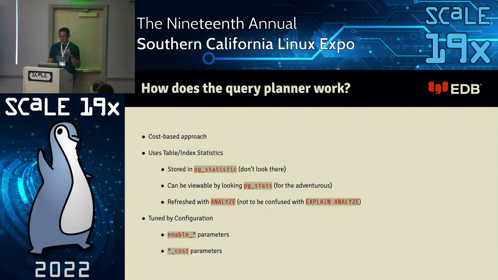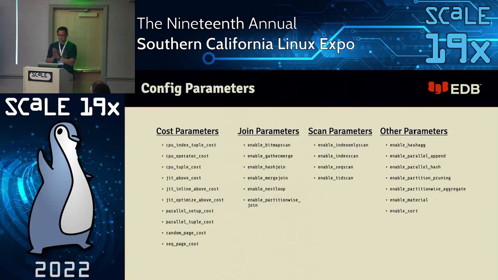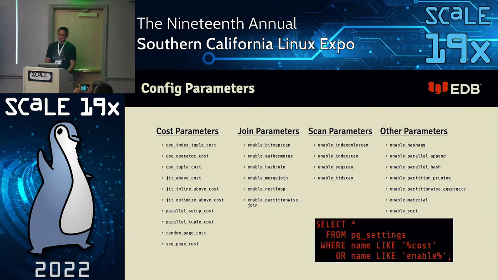And once again, this is all done by configuration. So I'm going to give you a quick overview. Those configurables are things that either begin with enable or end with the word cost. So here's the list of all the configurables involving the query planner in the postgresql.conf file. You can generate a listing of these configurables through this query right here on the screen.